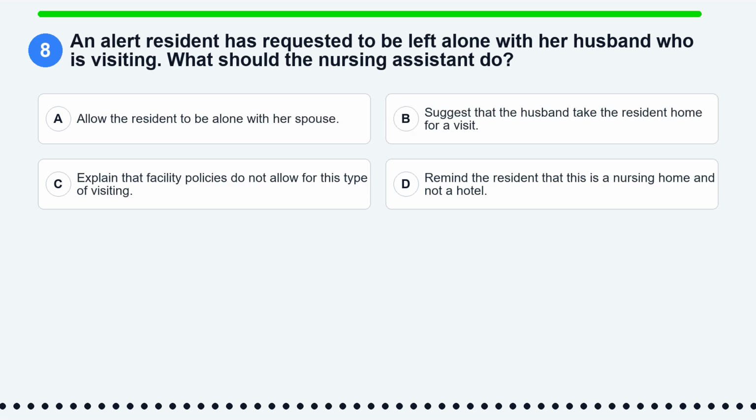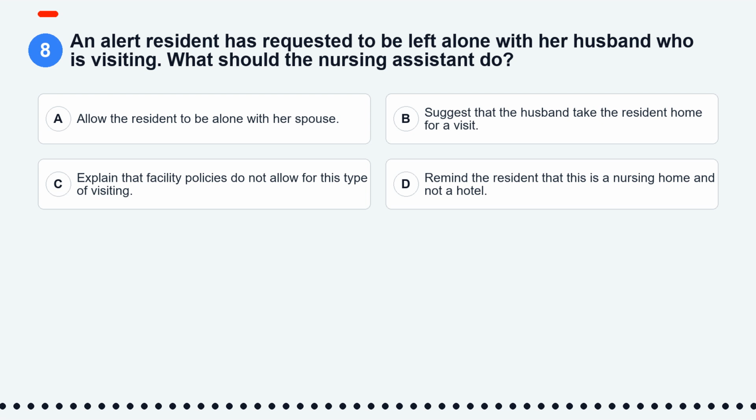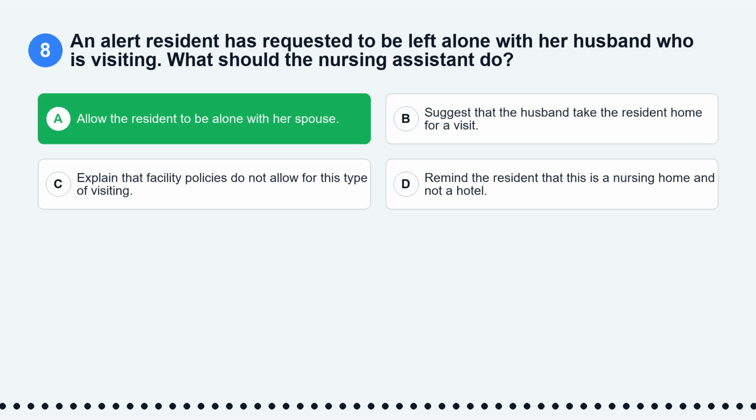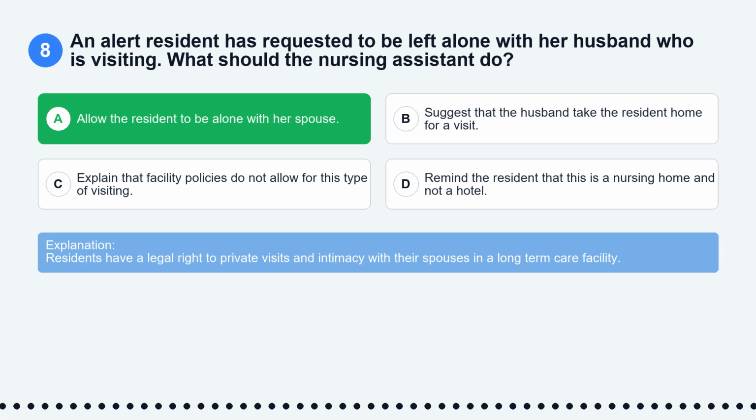Question 8. An alert resident has requested to be left alone with her husband who is visiting. What should the nursing assistant do? Option A, allow the resident to be alone with her spouse. Option B, suggest that the husband take the resident home for a visit. Option C, explain that facility policies do not allow for this type of visiting. Option D, remind the resident that this is a nursing home and not a hotel. The correct answer is option A, allow the resident to be alone with her spouse. Residents have a legal right to private visits and intimacy with their spouses in a long-term care facility.